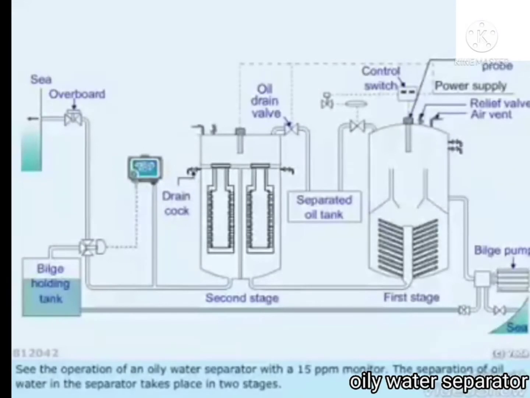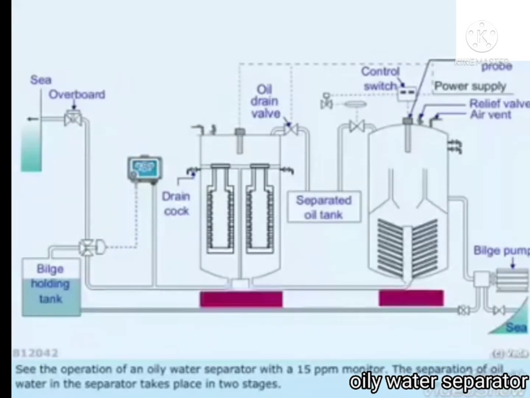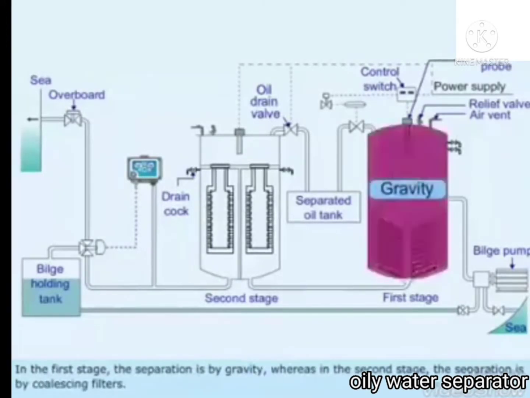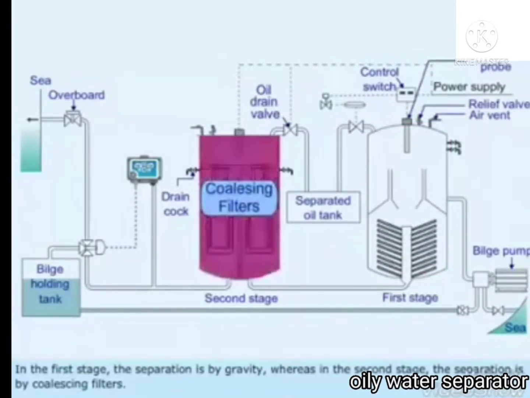See the operation of an oily water separator with a 15 ppm monitor. The separation of oil and water in the separator takes place in two stages. In the first stage, the separation is by gravity, whereas in the second stage, the separation is by coalescing filters.